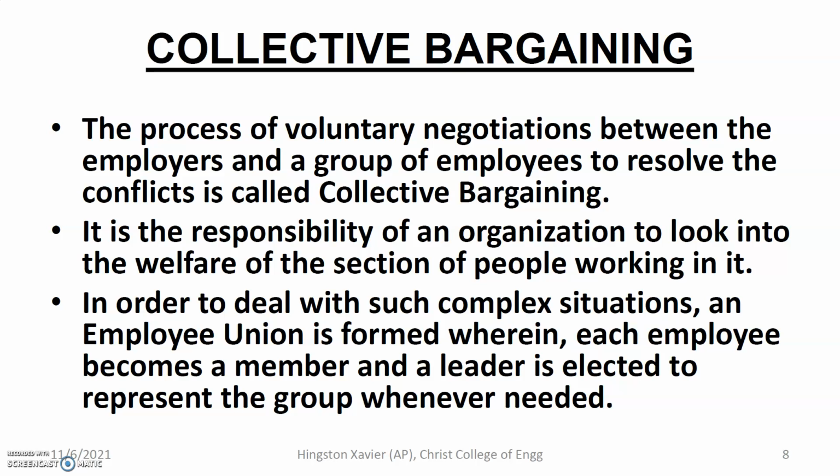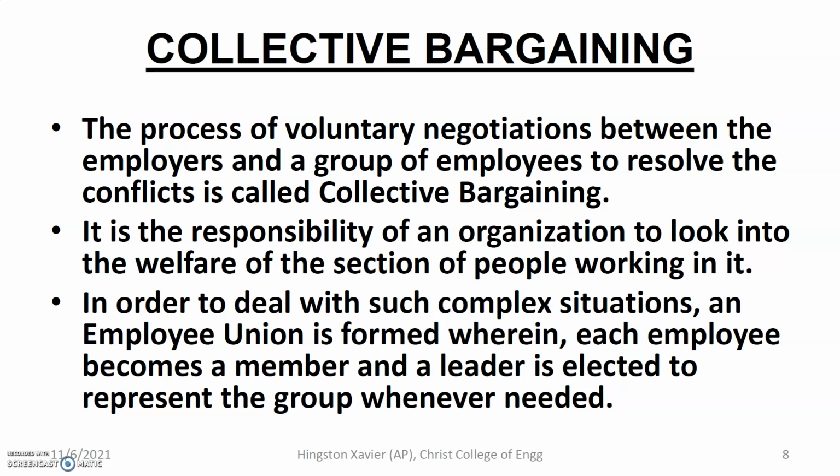So how can we deal with the union election, etc.? Every organization will have many employees, and it is the responsibility of the organization to gather the entire employee base into a single trade union, and they will elect a leader from among the employees who has the responsibility to deal directly with the employer. Okay, so this has to be established in every organization.